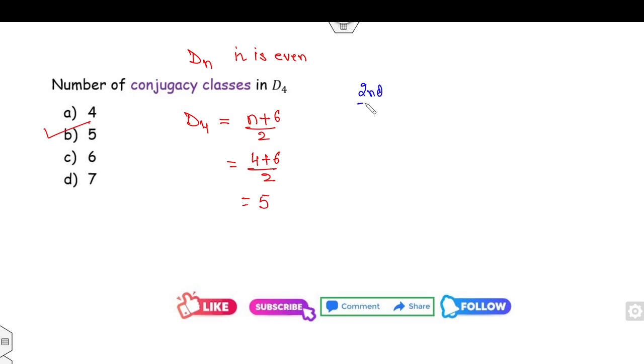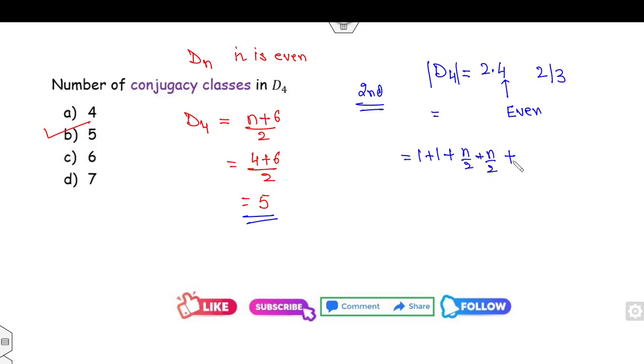Again, the second method: if you want to write the class equation of D4, what is the order? It is 8, 2 times 4. Does 2 divide 4 minus 1? 2 doesn't divide 4 minus 1. Sorry, 8 is not a prime number. Or otherwise, it's 4, and 4 is an even number. So you write it as 1 plus 1 plus n/2 plus n/2, plus how many times you write 2, with the quotient of 2 divided into n minus 2. So 2 divides 4 minus 2, that's 1, so you write 2 one time. So 1 plus 1, n is 4, n/2 twice. So how many classes? 5 classes. Again, the answer is 5.